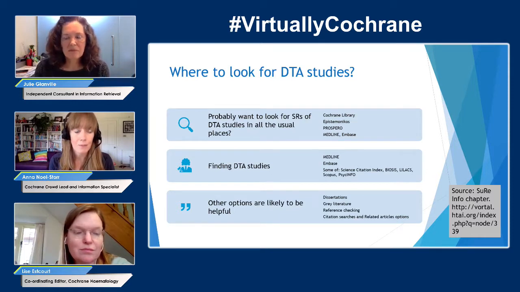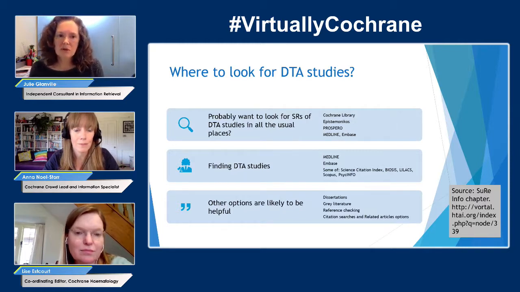There's also some research that suggests that other search approaches and other options might be useful. So particularly dissertations, grey literature, reference checking, which should be standard in any review, I think, and also citation searches and the related searches options within interfaces like PubMed. These are approaches we're probably used to using from effectiveness reviews, but they also have a role in DTA reviews. A lot of this information is taken from a web chapter from the SuRe Info resource. I've given you the link there to the SuRe Info chapter, which is updated every 6 months with new research evidence on identifying DTA studies.